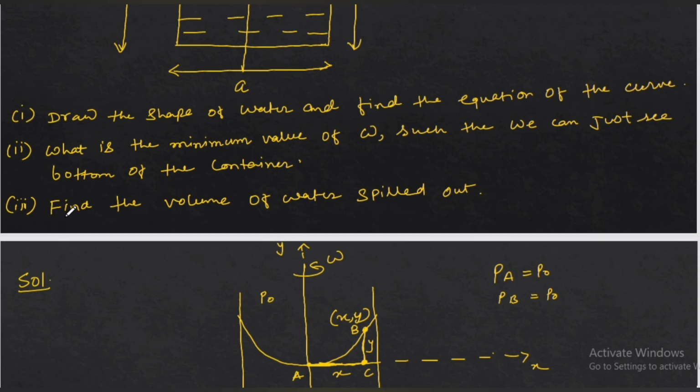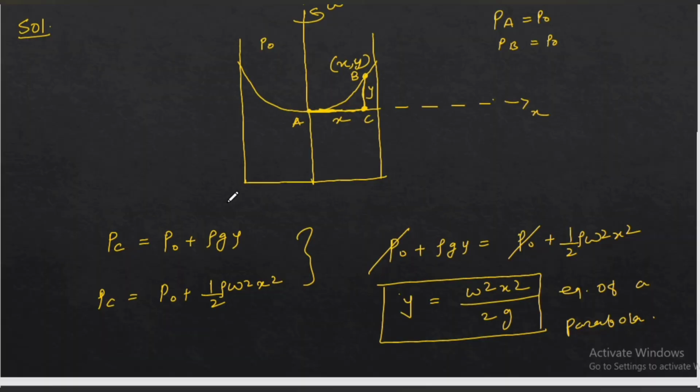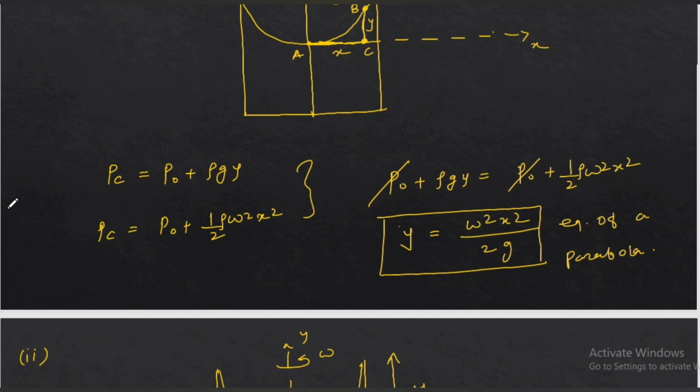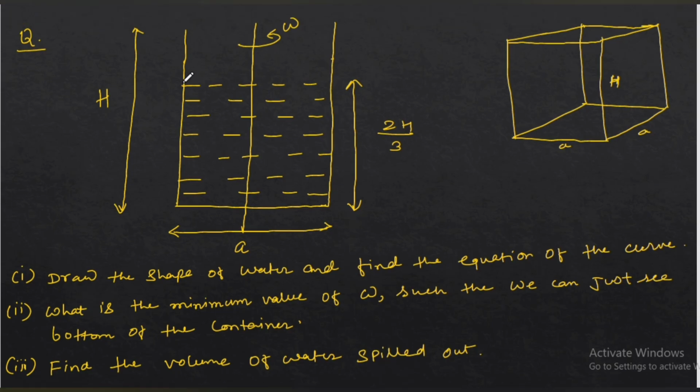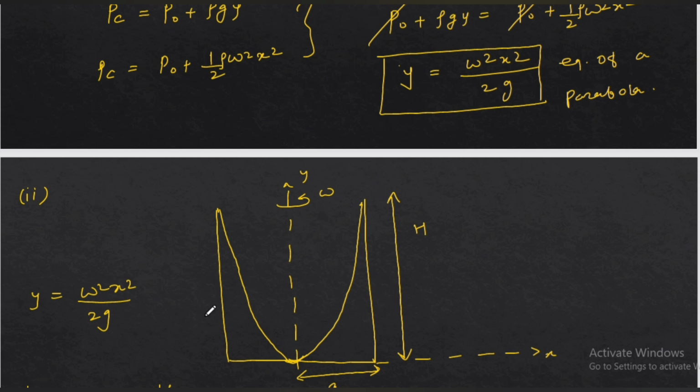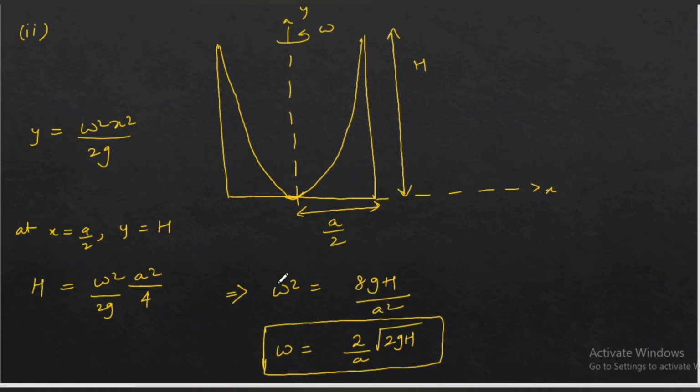Now, the third part: find the volume of the water spilled out. In this case, some amount of water has already spilled out, so we have to find the volume of the water spilled out. How to approach this problem? First of all, we find the initial volume of the water contained in the container. Then we find the final volume of the water contained in the container, and just subtract these two.